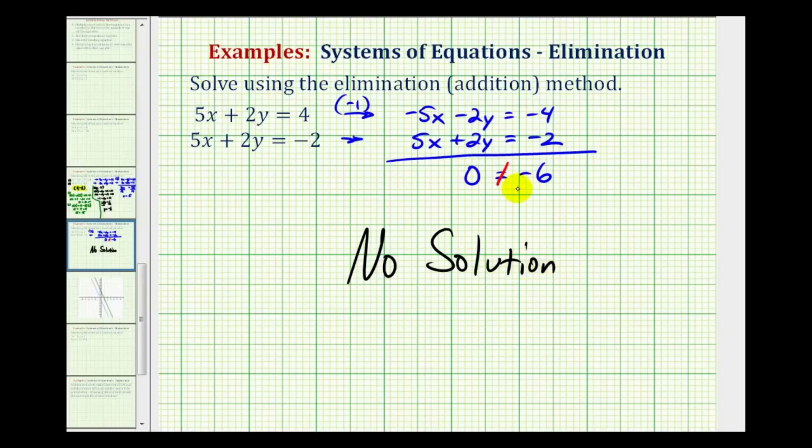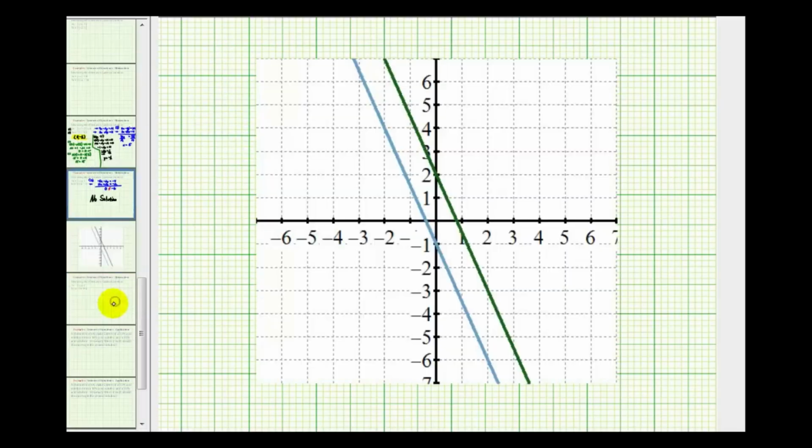And a way to verify this would be to graph these two linear equations, and when solving a system by graphing, the point of intersection would represent the solution. If we graph these two lines, notice how they're parallel, which means they don't intersect, verifying the system of equations has no solution.